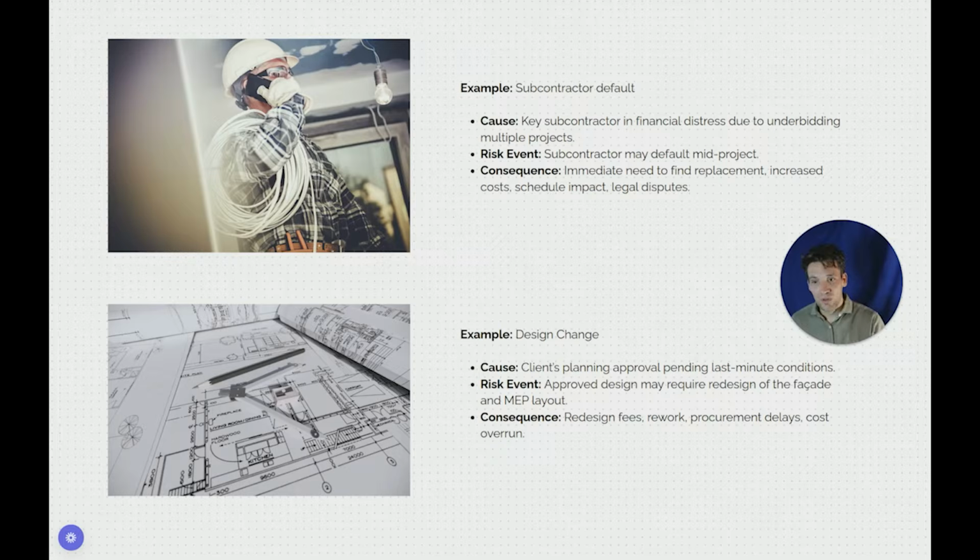Consequence would be redesign work, additional procurement, additional rework on site, cost overruns, and so on and so forth. So that's another example where the cause was poorly coordinated design where the client didn't sign off in time. The risk event was the approved design may require some sort of changes post IFC, and then the consequence would be additional costs due to the rework.